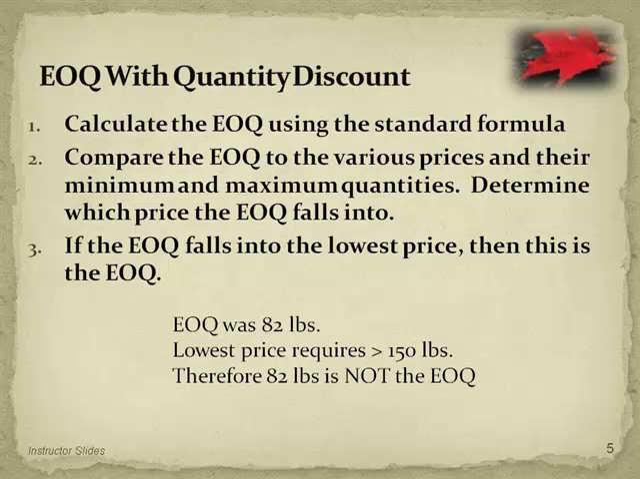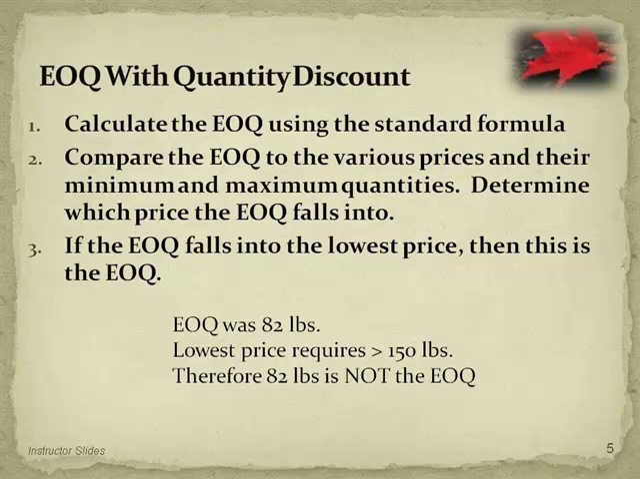Then you're going to compare that EOQ to the various price points and the minimum and the maximum. And then if that EOQ falls into the lowest price point, then that EOQ using the standard formula is also going to be the EOQ with the price discounts. So applying those three steps to our case, when we calculated the EOQ without the price discounts, we came up with a quantity of 82 pounds to buy.